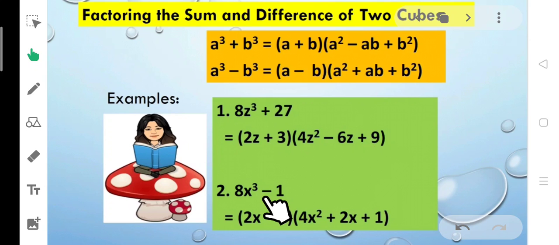Now for the difference of two cubes, we have 8x cubed minus 1. The cube root of 8x cubed is 2x. The cube root of negative 1 is negative 1. And then for the other factor, 2x times 2x is 4x squared. Then 2x times negative 1 is negative 2x. But then again, we're going to use the opposite sign, so we have positive 2x. Then for the last term in the trinomial factor, we multiply negative 1 by negative 1, so you get positive 1.